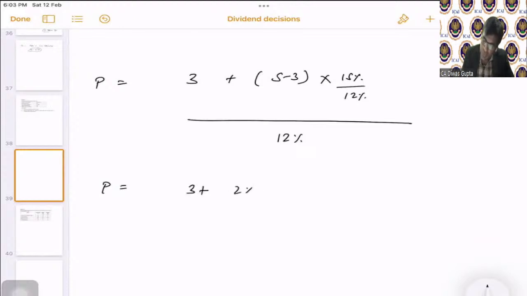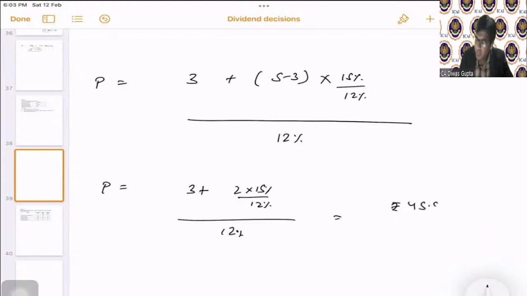Let's go down and we'll just try to solve this. 3 plus 2 into 15% divided by 12%, whole divided by 12%. If we solve this, we get rupees 45.83 per share. This is the market price per share, right, students? Very easy, very simple. We have just taken the information from the question and applied it in the formula.